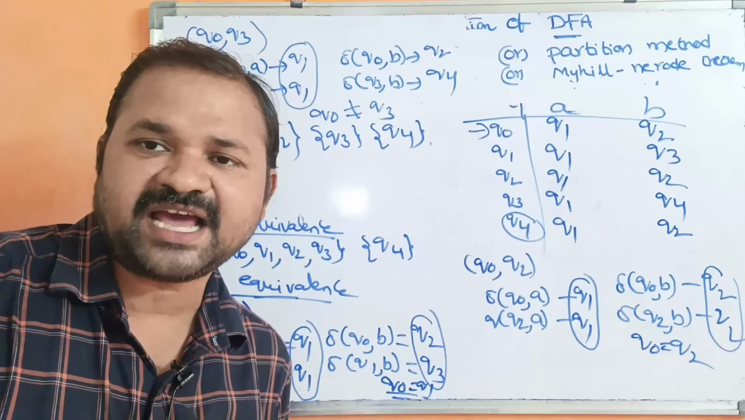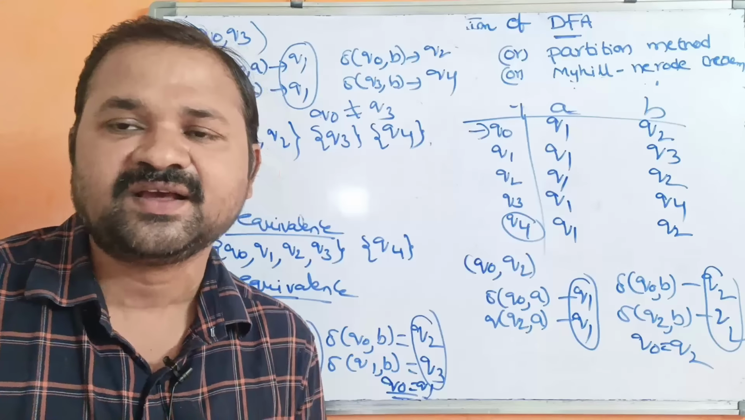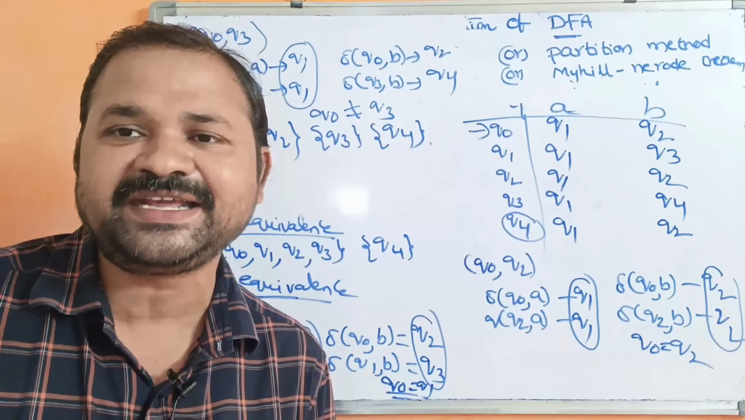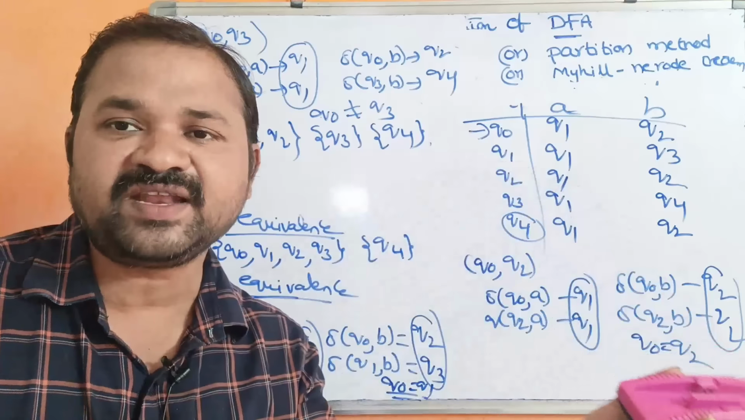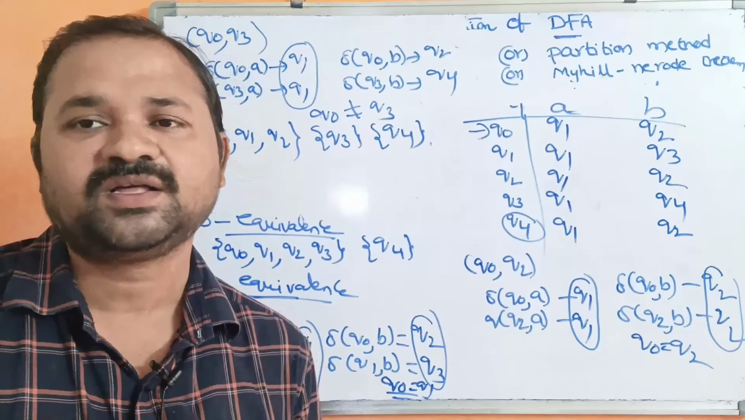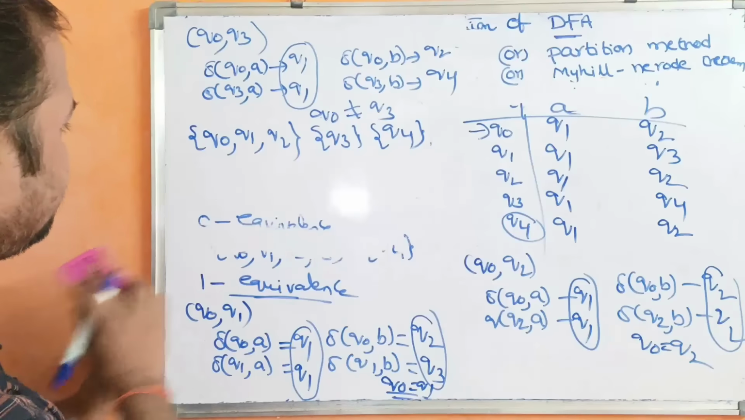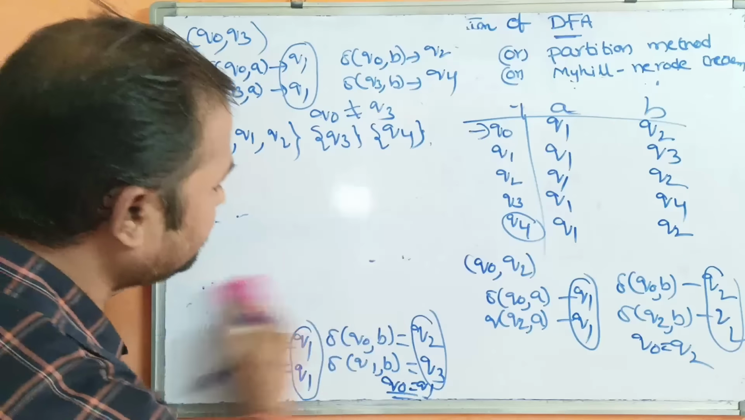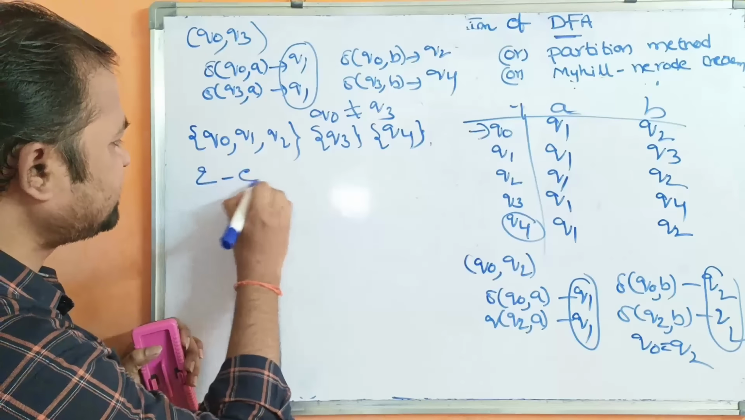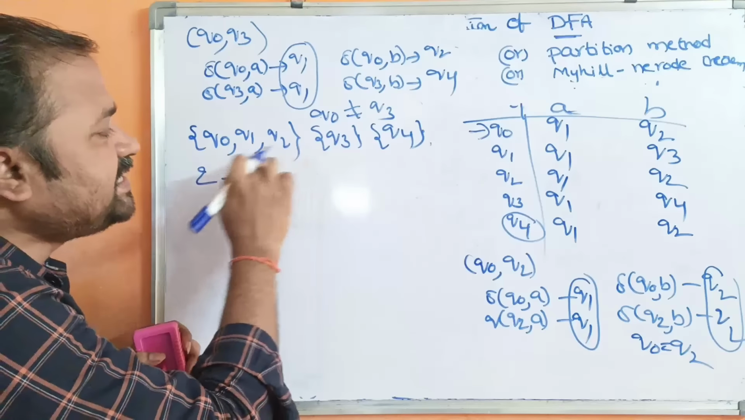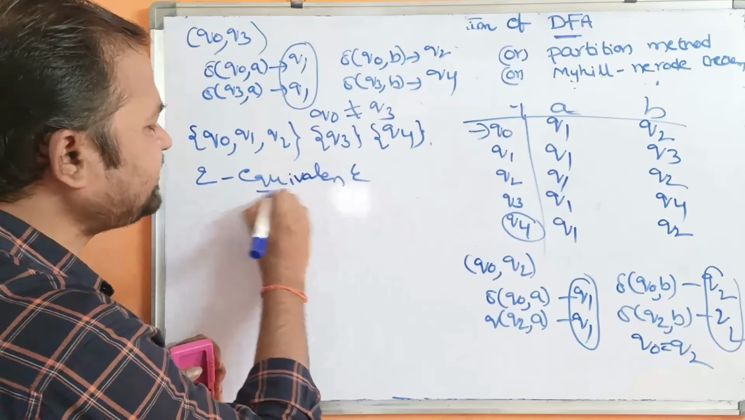So 0 equivalence is calculated. Next, 1 equivalence is calculated. Next 2 equivalence, 3 equivalence. Likewise we have to calculate until the subsequent equivalences are equal. Suppose 2 equivalence and 3 equivalence are the same, then we can quit the process and merge the states. So let us calculate 2 equivalence. If the 2 equivalence result is also the same, then we can quit the process. Otherwise, we have to calculate 3 equivalence.